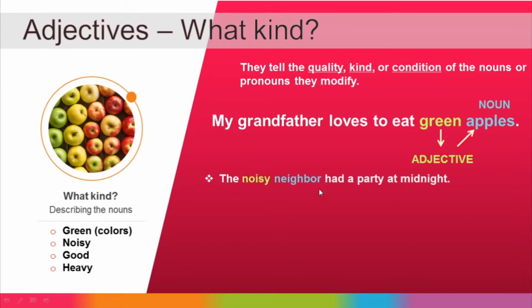The noisy neighbor had a party at midnight. Noisy here is an adjective that adds more information about what kind of neighbor we are talking about. In this case, it's a noisy neighbor. Now let's look at another example.